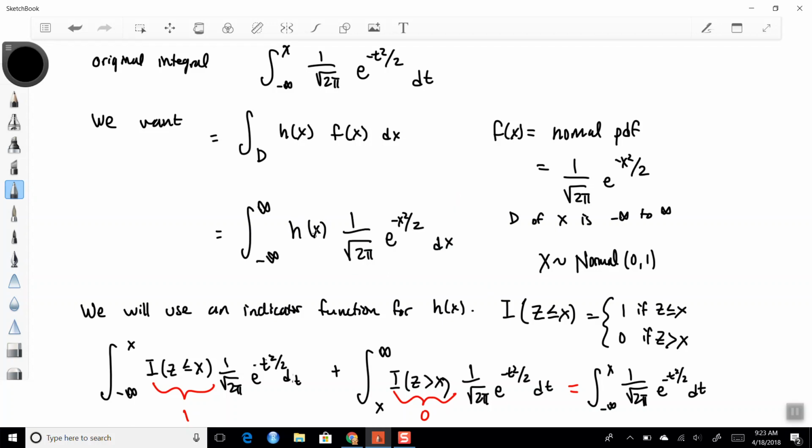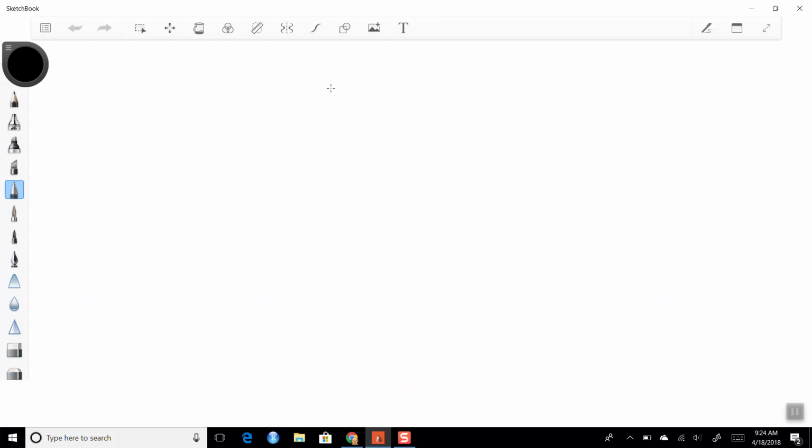Is this okay? All right, so what we want is this original thing, and we're trying to get it in the form h of x, f of x. We just have to think of what our h of x needs to be in order to make it equivalent to this part here. Now that we have that, this is how we do Monte Carlo estimation.